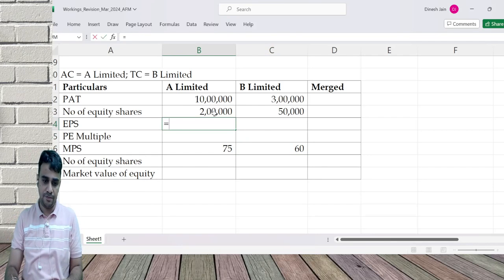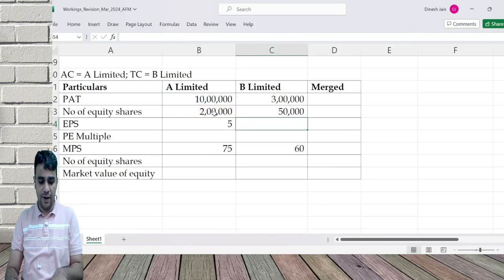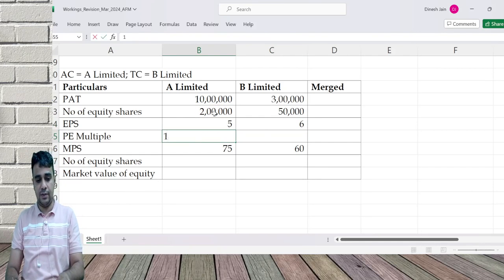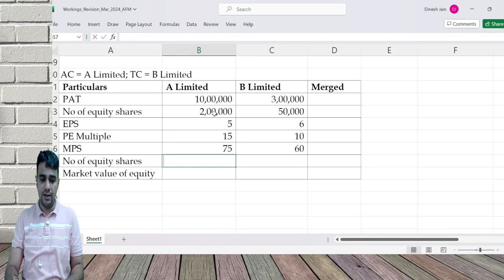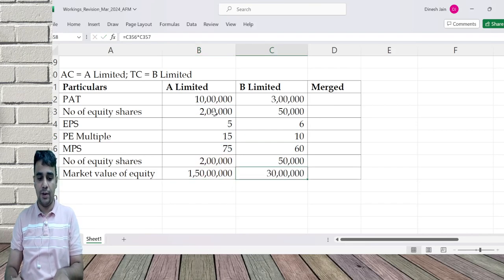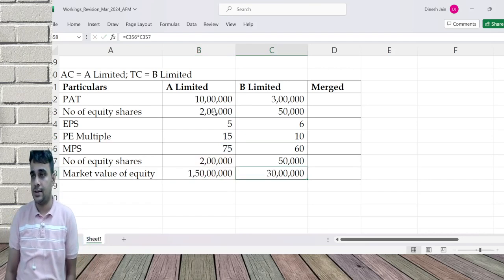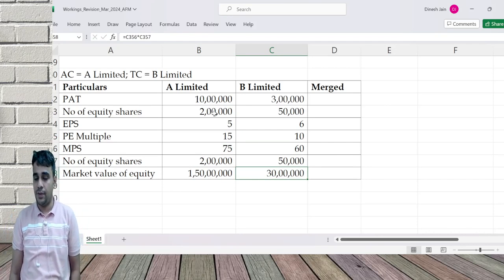EPS is how much? 5 and 6. The multiple is the balancing figure: 15 and 10. Number of equity shares repeats, 2 lakh and 50,000. Value is 1 crore 50 lakhs and 30 lakhs. Any doubts on this? Now I have to prepare the merger table.